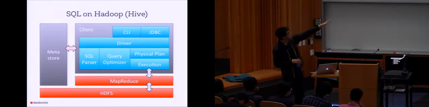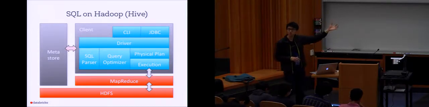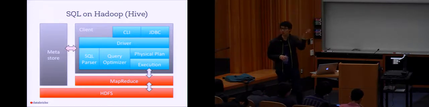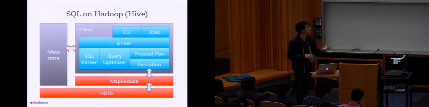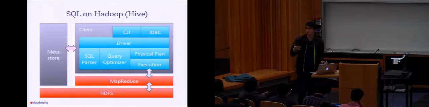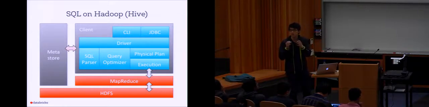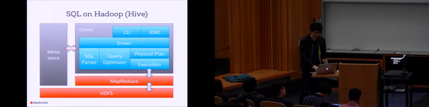There's a lot of different parts that you probably all learned about. There's a SQL parser that actually takes in a SQL query, processes it, constructs a syntax tree, and has a query optimizer that picks how you actually construct a physical plan for execution. And the physical plan is essentially a bunch of MapReduce jobs that reads data from HDFS. So this is how Hive works.